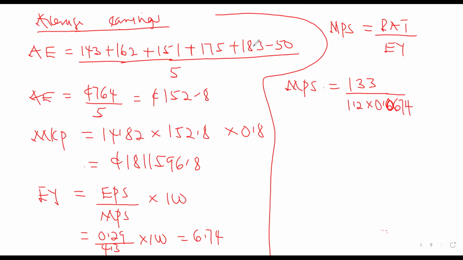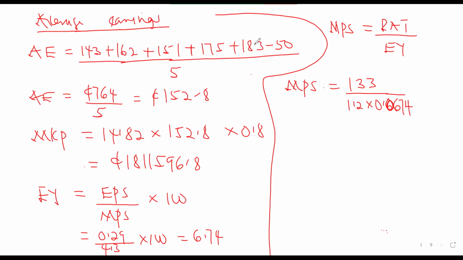Yeah, we are using current profits. The current profit will be 183, but the current profit is not actually 183. There was an inventory loss, so the inventory loss must be netted against the current one. So the current profits have to be 133.